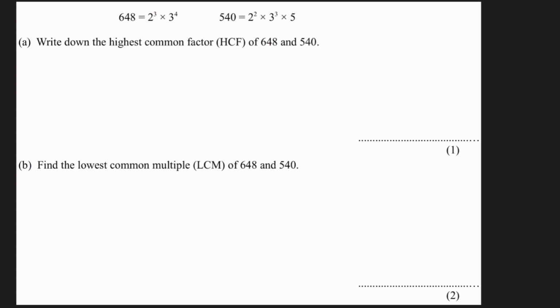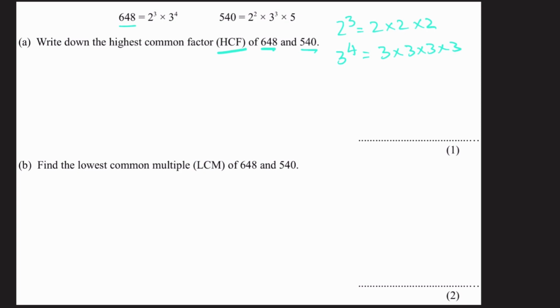So now moving on to the next question. HCF just means all the numbers these two numbers have in common with each other. So in this case, with 648, the numbers we have together are 2 cubed, which means 2 times 2 times 2, and 3 to the power of 4, which equals 3 times 3 times 3 times 3, 4 times. That is with the 648.